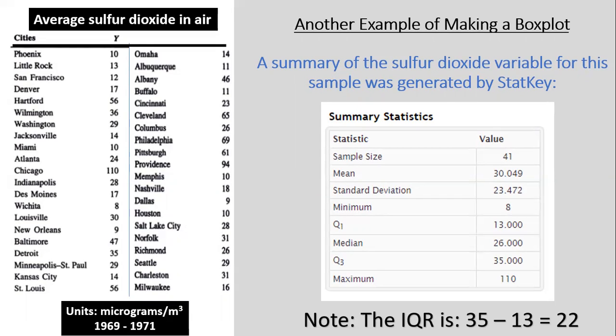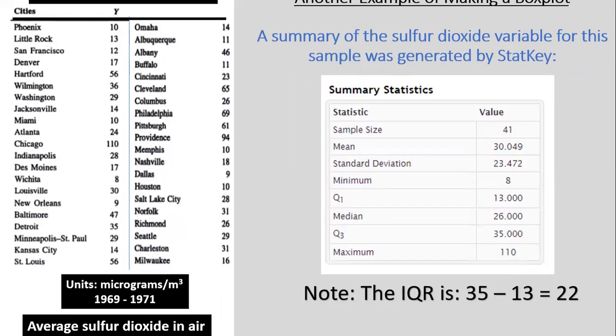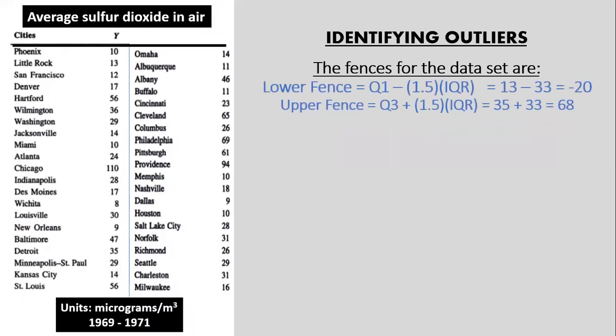In this particular case, the interquartile range is 35 minus 13, or 22. We're going to review here on the next slide a way for determining if any of the data values in the set would be considered to be so small or so large that they are outliers. The method for doing that, as presented in the book, is by taking 1.5 times the interquartile range, subtracting it from Q1 and adding it to Q3 to get some values that we call the fences.